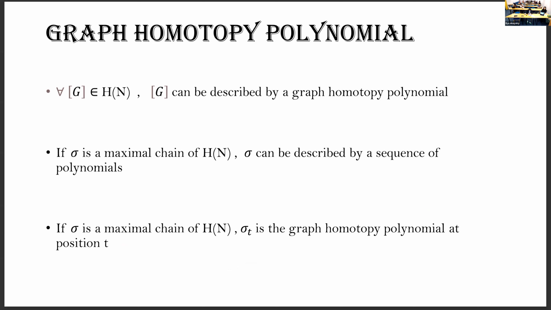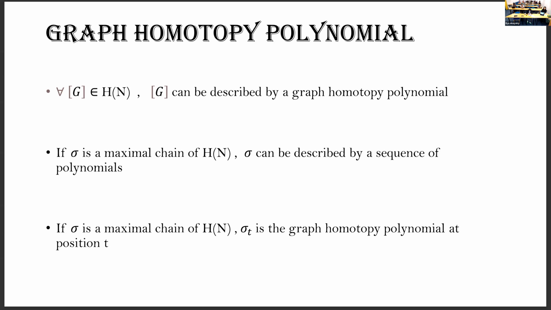The equivalence classes of Hn describe graphs that are homotopy equivalent. And if we can describe a graph up to homotopy equivalence with a polynomial, we can replace these equivalence classes with a polynomial. So Hn can now be viewed as a collection of polynomials. Now, a maximal chain, which we saw before as a sequence of equivalence classes, now exists as a sequence of polynomials. And if sigma is a maximal chain of Hn, we use the notation sigma subscript t to refer to the polynomial at position t, the graph homotopy polynomial at position t.